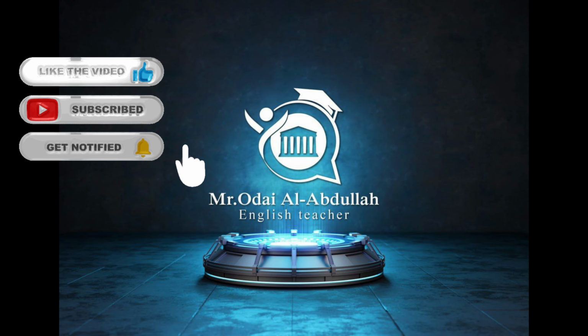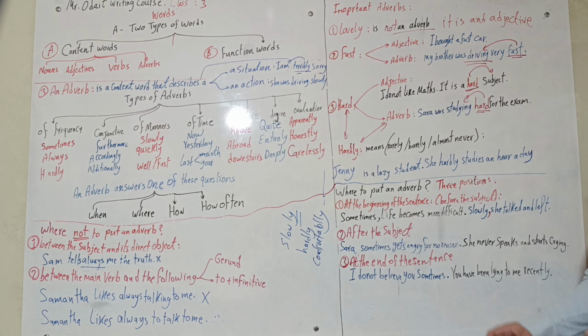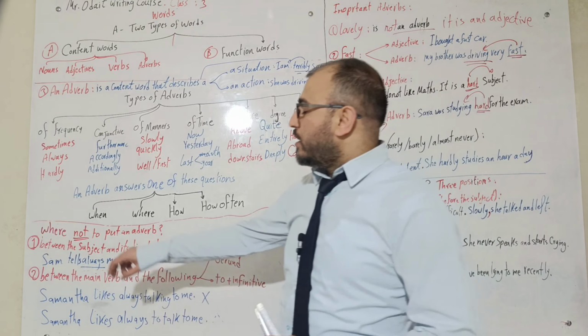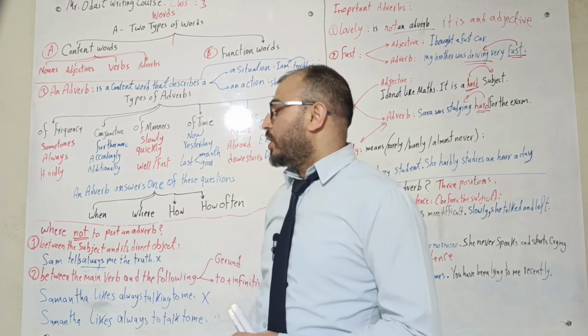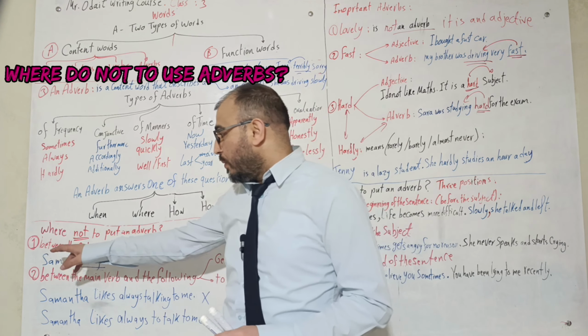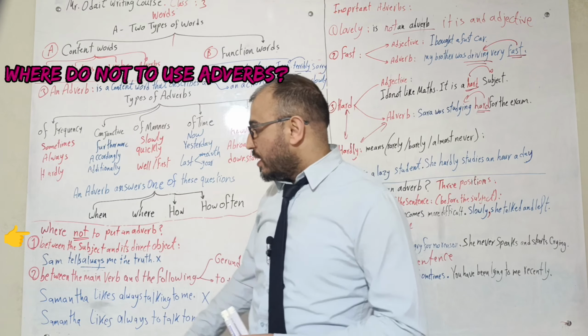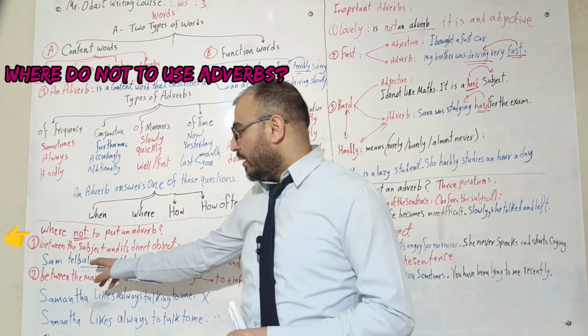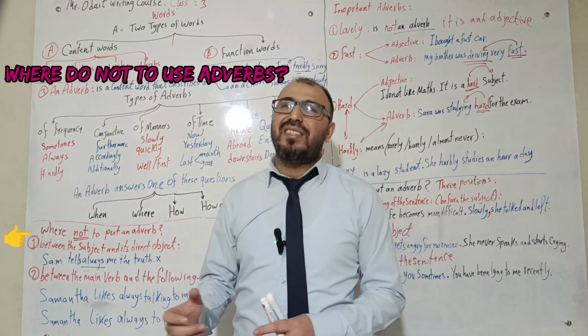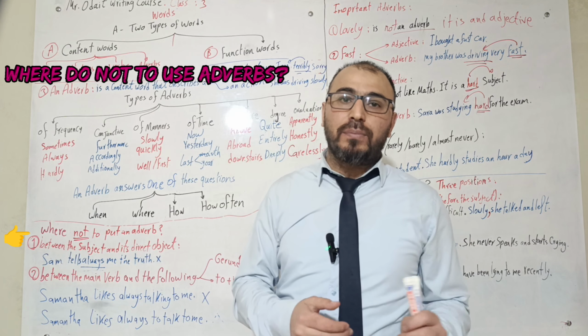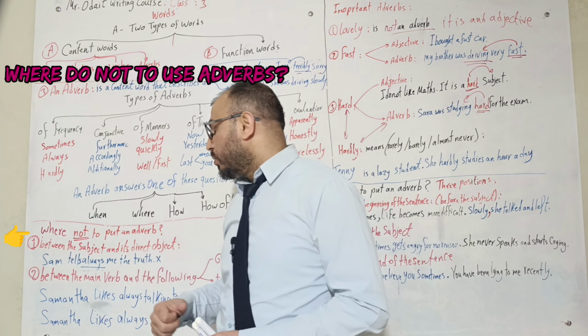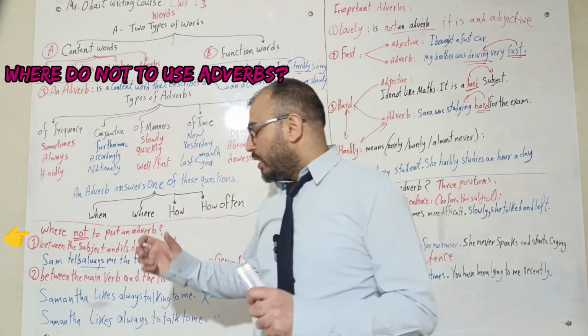Now, my friends, let's talk about the positions into which we cannot use the adverbs. The first one is between the subject and its direct object. For example, we cannot say Sam tells always me. This doesn't make any sense, and it's not an appropriate place to use the adverb.